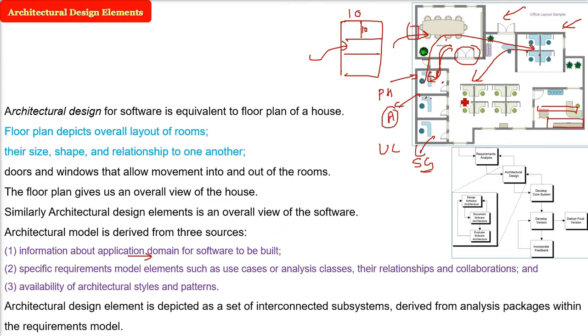So the architectural design element is represented as a set of interconnected subsystems derived from the analysis packages within the requirement model. So again I am saying the content is coming from the requirement model, and in the design model we are trying to refine it, trying to give more information. For example, in Ambani's house, there will be a security room in front. You won't have it for a normal house. So this is coming from the requirement model because the requirement is different.